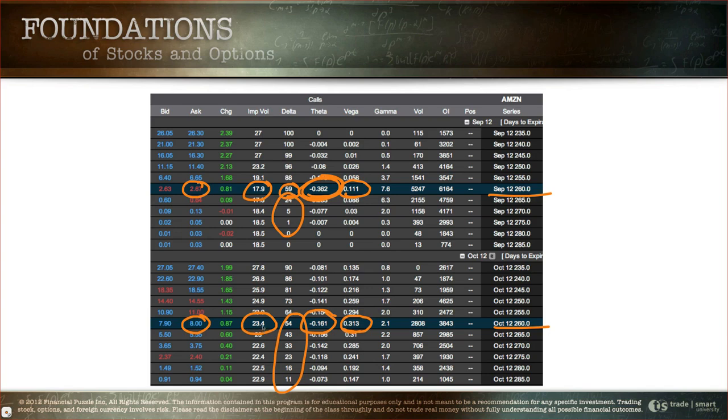Come down here to a month out. 23% implied volatility. If it goes up or down 1 point, we'll have a 31-cent impact. 3 times the impact, all because of the time relative to expiration.